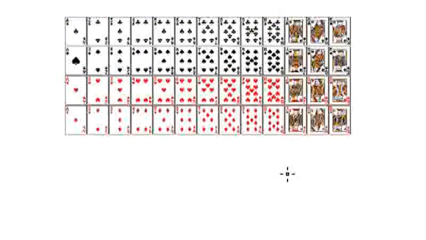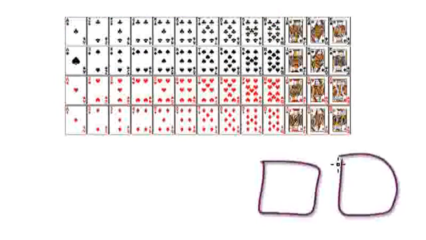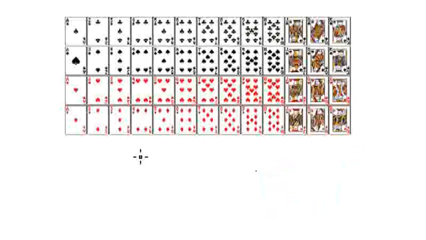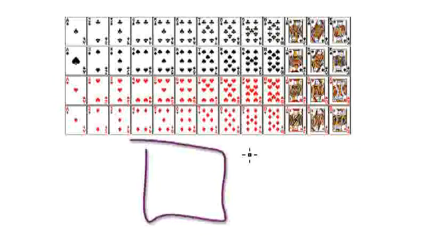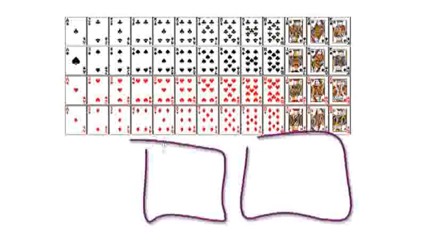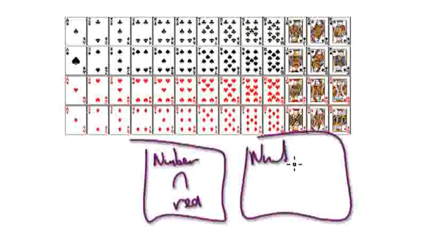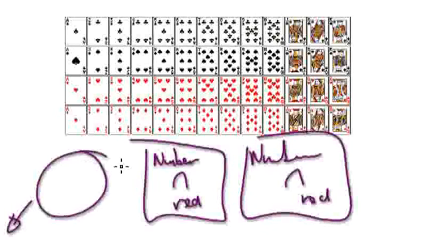So remember, we are picking out two cards at random. What is the probability of both of those cards being number and red? Okay, number and red. So think about this. Again, we are going to pick out two cards. What is the probability of both of those cards being number and red? So press pause and think about it.